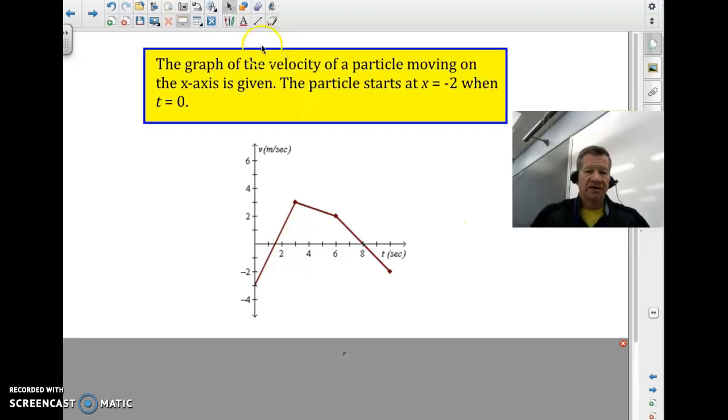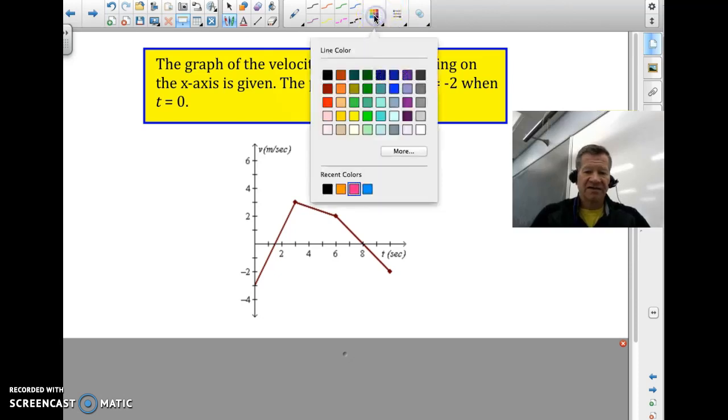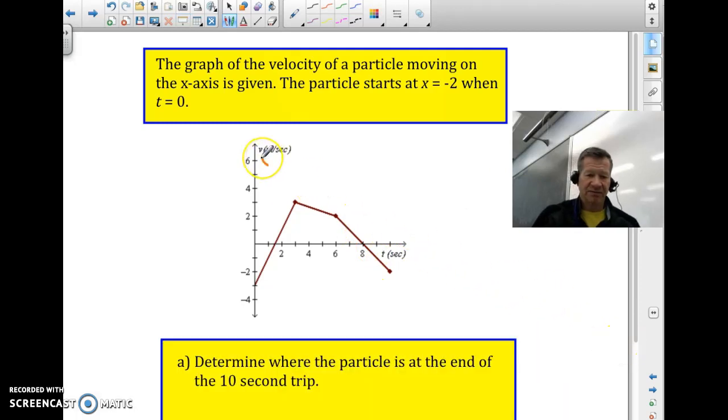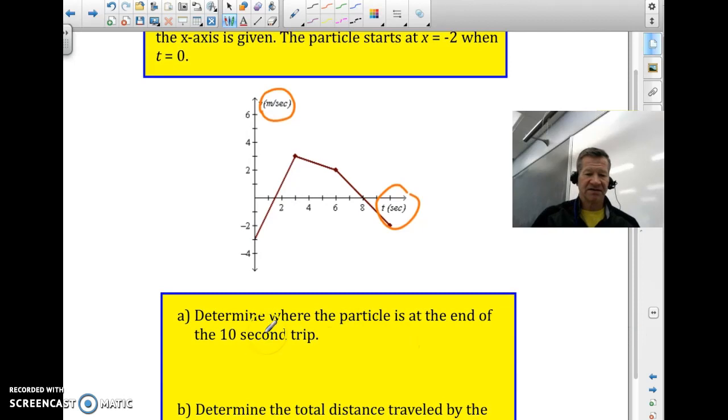Continuing our discussion, we have a problem here where the graph of the velocity of a particle moving on the x-axis is given, and the particle starts at -2 at time 0. So here's a graph of that. You can see that the velocity is negative, then positive, then negative. This is a velocity function in meters per second, and the time is in seconds. Determine where the particle is at the end of the 10-second trip.